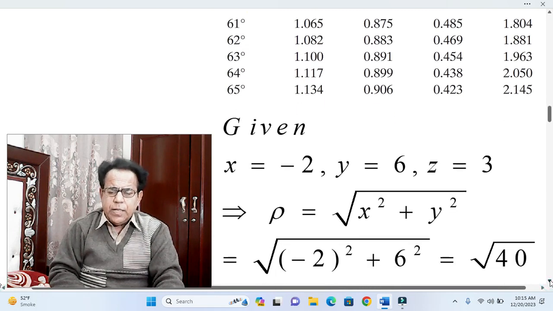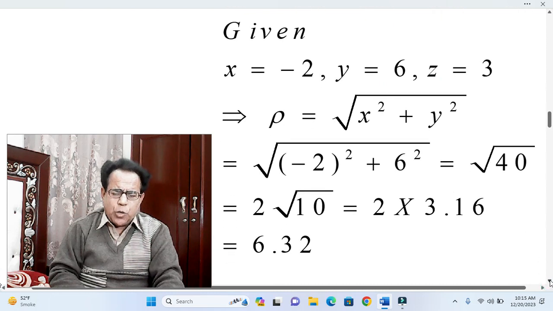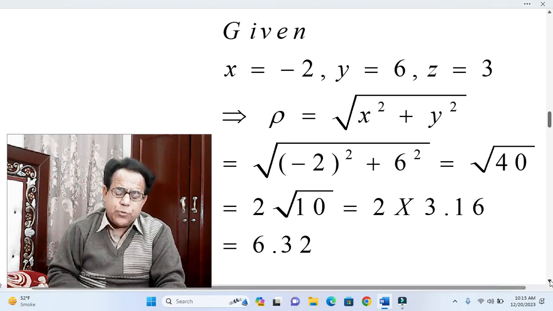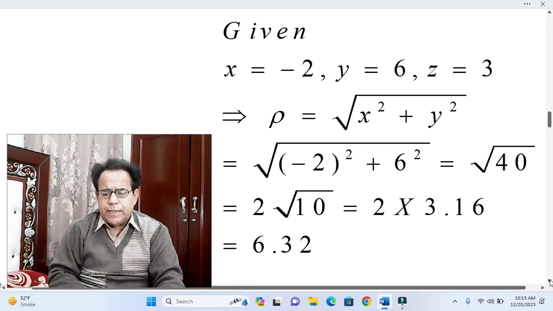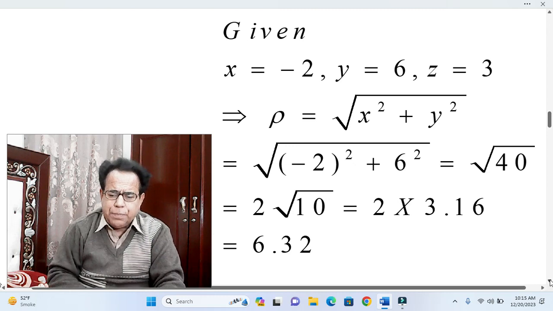Now we are going to start our solution in a formal manner. Given x is equal to -2, y equal to 6, z equal to 3, this implies that rho is equal to the square root of x squared plus y squared.